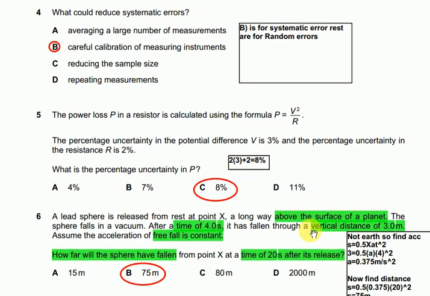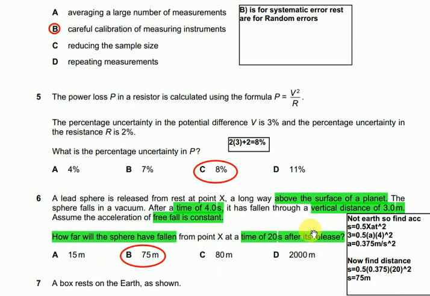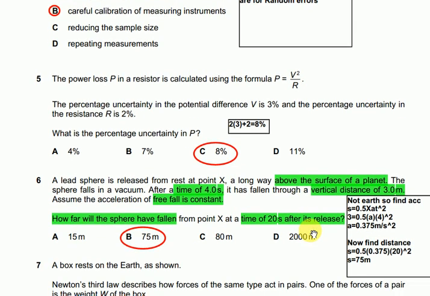Question number 6 says that a lead sphere is released from rest at point X a long way above the surface of a planet. Which planet is it? We don't know. It is not saying it's Earth. The sphere falls in a vacuum. After a time of 4 seconds, it has fallen through a vertical distance of 3 meters. Assume the acceleration of free fall is constant. How far will the sphere have fallen from point X at a time 20 seconds after its release?